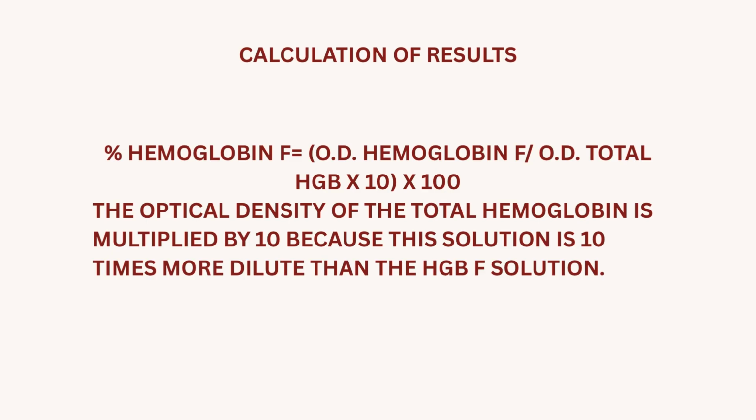Now, for the calculations of results, follow the formula that's flashed on the screen. So the optical density of the total hemoglobin is multiplied by 10 because this solution is 10 times more dilute than the hemoglobin F solution.